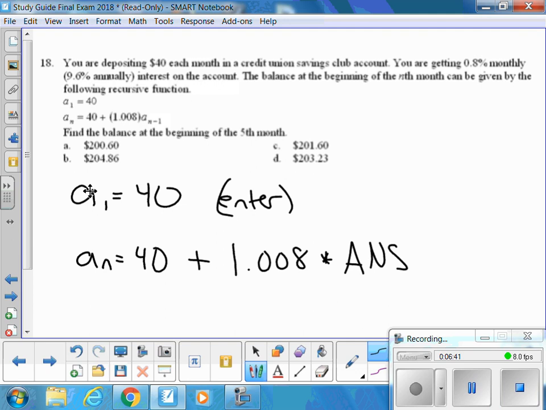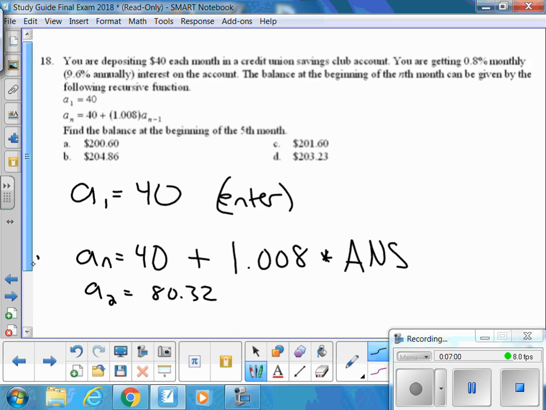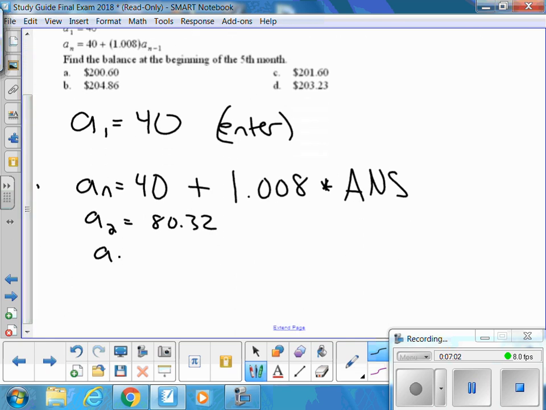So 40 enter would be at the beginning of month 1. After you click enter for the first time here, you'll get the beginning of the 2nd month. So that's 80.23. You just click enter a few more times. Click enter again, that'll be the 3rd month. That's 120.96. Click enter again, that'll be the 4th month. 161.93. And hit enter again, and that'll be the 5th month. 203.23.